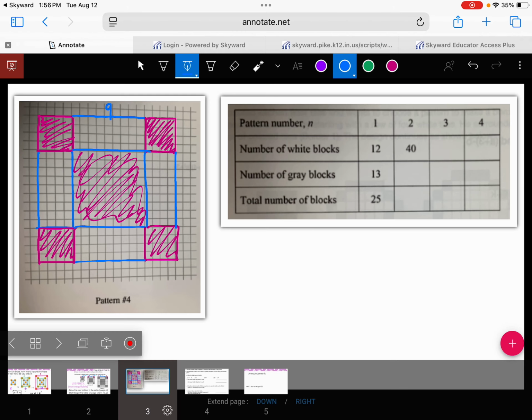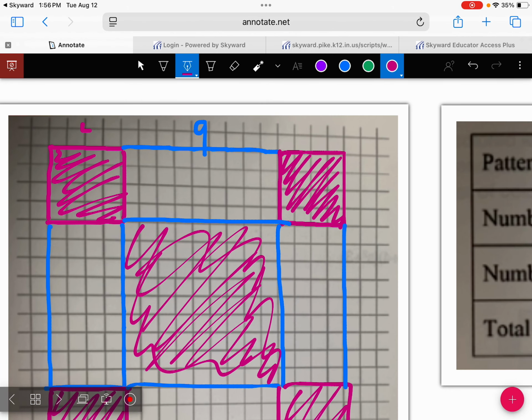Yes, 9. Okay, just make sure. And these are each going to be 4. Ooh, that paint does not show up there. There we go, that's 4. So our pattern should look a lot more like this.